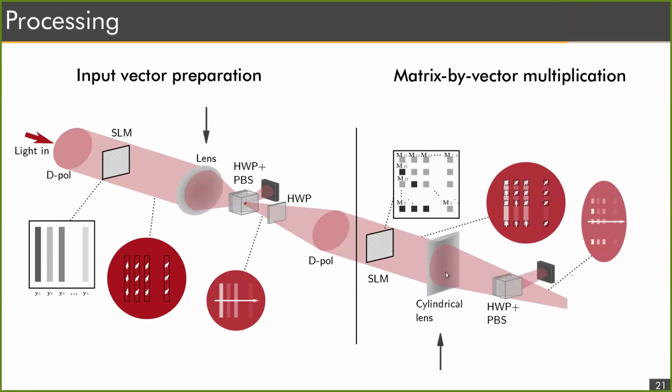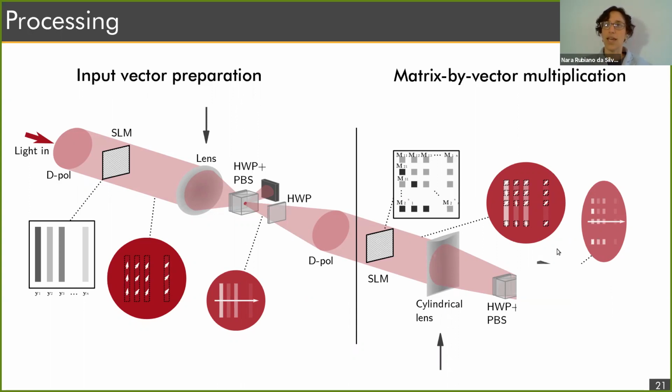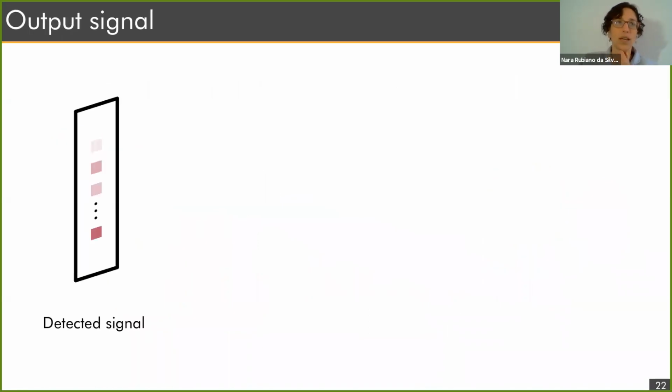Okay, so for performing this operation, we employ here a cylindrical lens, which is a lens that focuses only along one direction. So you see here that we place it in a way that it will do exactly what we want, which means it will accumulate, will focus along the direction of a line of the binary matrix. And that's how we perform the accumulation operation of the matrix by vector multiplication. And in the end, we detect the signal using a CCD, as I told you in the beginning.